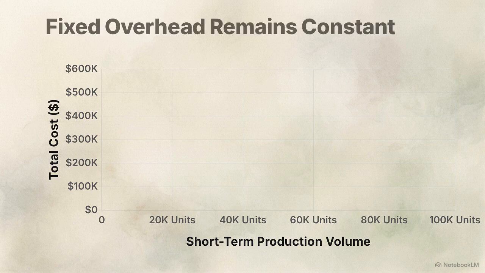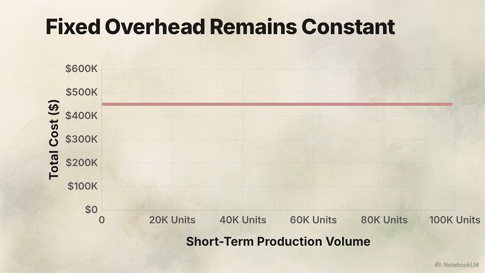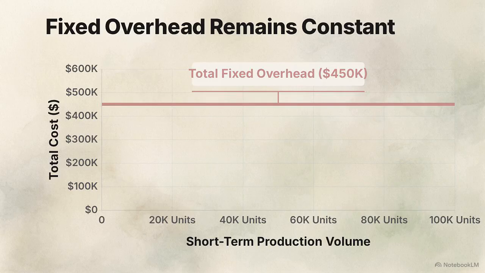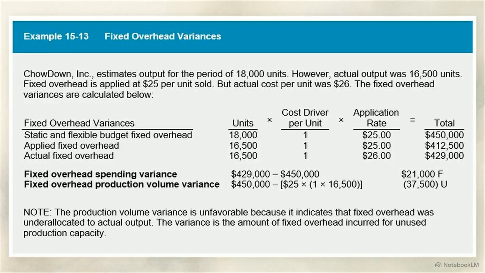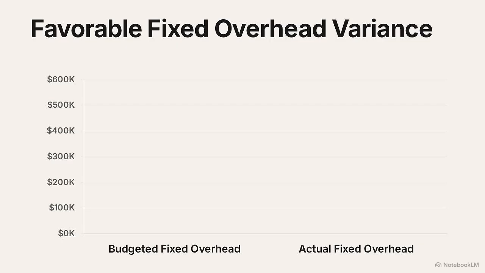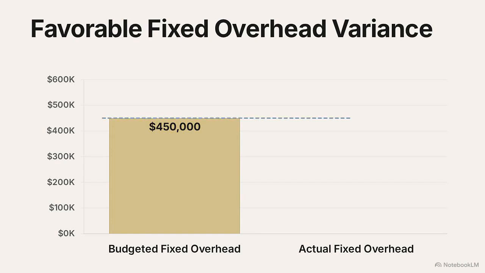The second half of the model involves fixed overhead, or FOH. Because fixed costs act as lump sums regardless of short-term production volume, they require a different mathematical treatment. This is the fixed overhead variances table for Chowdown. Notice the contrast with variable overhead. Here, the static budget and the flexible budget amounts are identical, both sitting at $450,000. This identical budgeting occurs because fixed costs do not flex with volume changes, provided that actual production remains within the company's relevant range, the normal band of expected operational capacity.